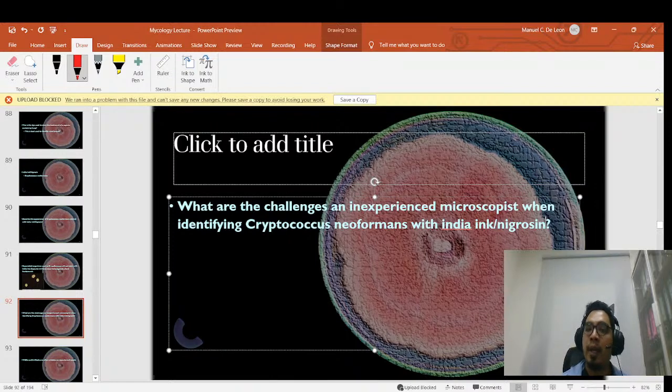You are asked to prepare an India ink preparation. And then the pathologist or the microbiologist, because he was so busy doing something else, asks you to look at it and try to make a report. What do you think would be your challenge?